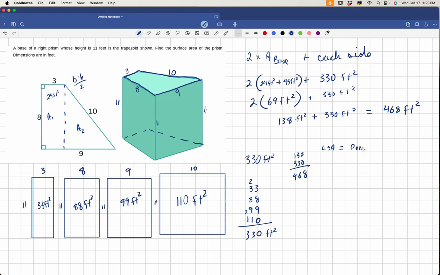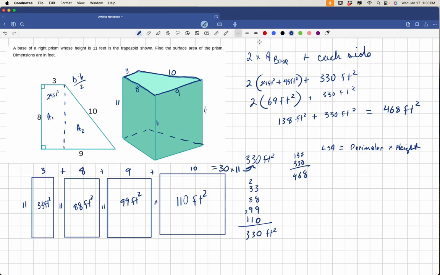The perimeter of the main shape times the height is the fastest way to do it, and that's the way we did it here. We added 3 plus 8 plus 9 plus 10 equals 30 times the height, which was 11, which gave us this. Right? It's the same thing as 3 times 11 plus 8 times 11 plus 9 times 11 plus 10 times 11, and then adding them all together. It's the same exact measurement. But so then you would put that in for the sides, the lateral surface area.